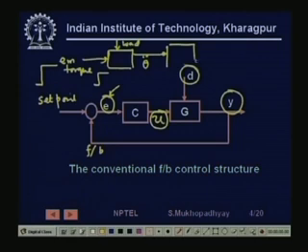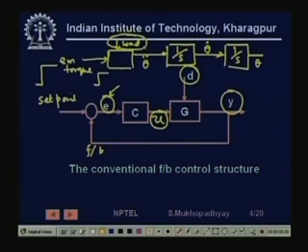This goes through one level of integration and gives you theta dot. This goes through another level of integration and gives you theta. So, you see that the disturbance enters here and goes through two integrations to finally produce a change in the output. Since these are integrators, these are slow devices.